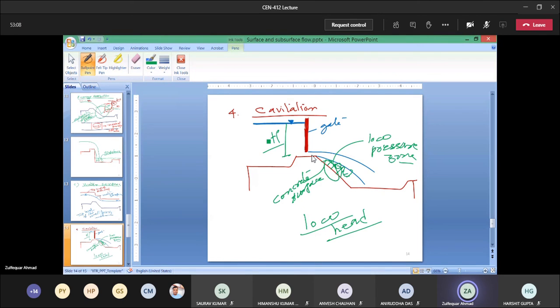So this is about the surface flow, and we'll discuss energy dissipation in the next lecture. We'll discuss the hydraulic jump type of stilling basin in the next lecture, because once we have an idea of the design of the hydraulic jump type of stilling basin, we can use it in any type of structure.